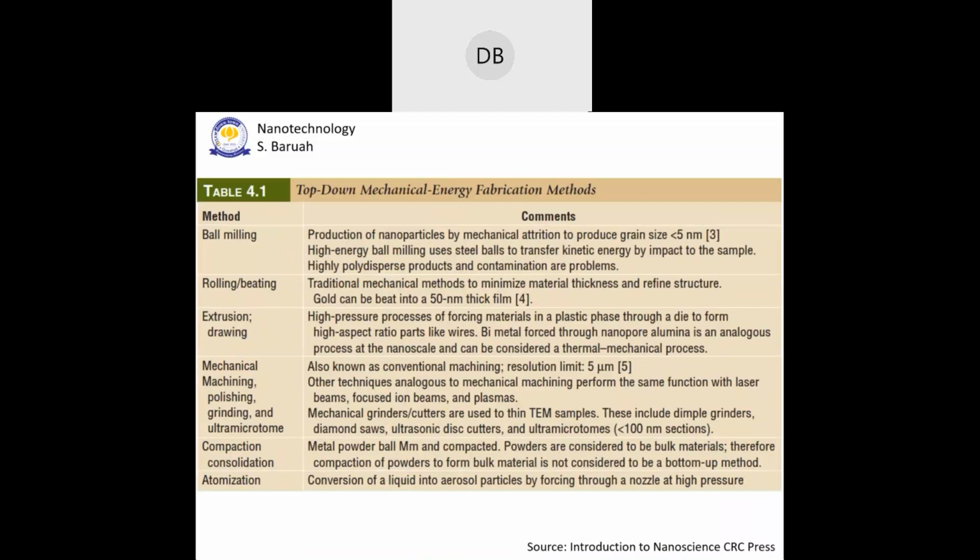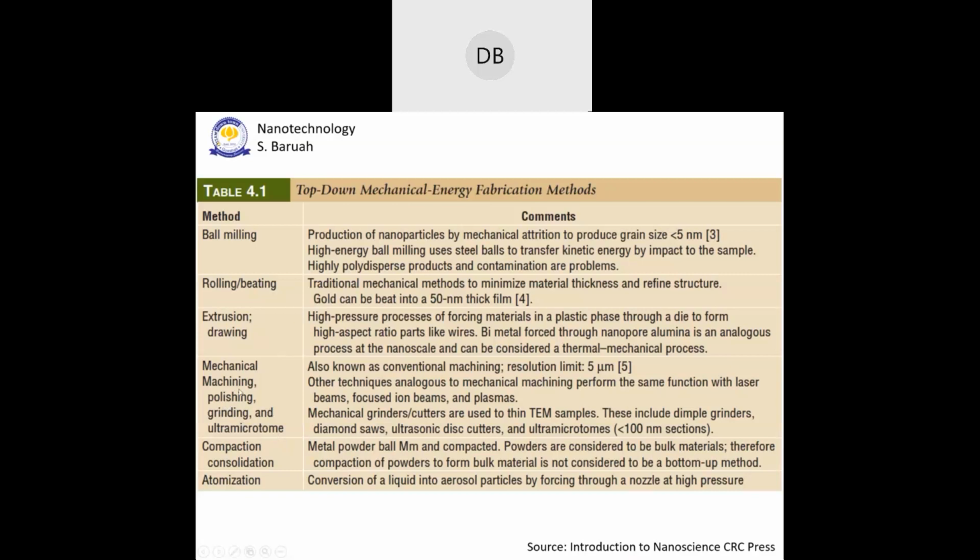I hope you understand that we are pulling something. We are making small fibers. Okay, and we keep on pulling, then obviously the length will go on increasing, and as the length increases, the diameter goes on decreasing, because the material volume is the same, right? The amount is same, the mass is same, but you are stretching in one direction and automatically you are making the other dimensions smaller. Okay, that's how we do it. That is extrusion drawing. Then mechanical machining, polishing, grinding, and ultra microtome.